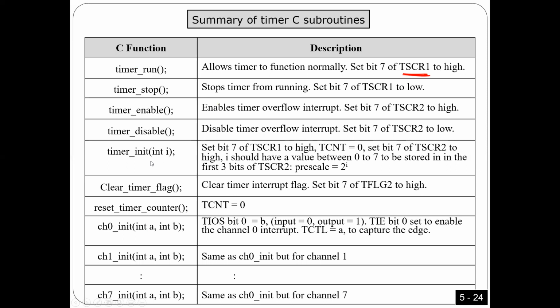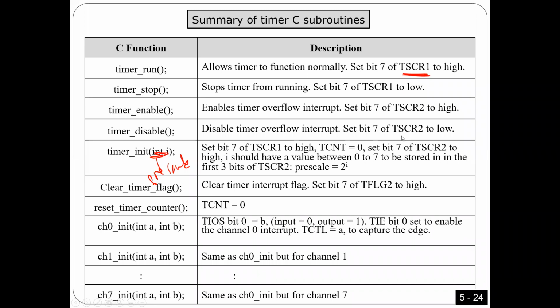So the number you have to put here, right? This is the prescale number. So let me explain what this function is going to do. A lot of things. Number one, this one is going to set bit number 7 of TSCR high. This one is for counting. Number two, this one is going to clear the counter, because we want to start from 0, right? So this one puts 0 in this register to clear the counter. Also, this one is going to set bit number 7 of this one to high to enable interrupts.